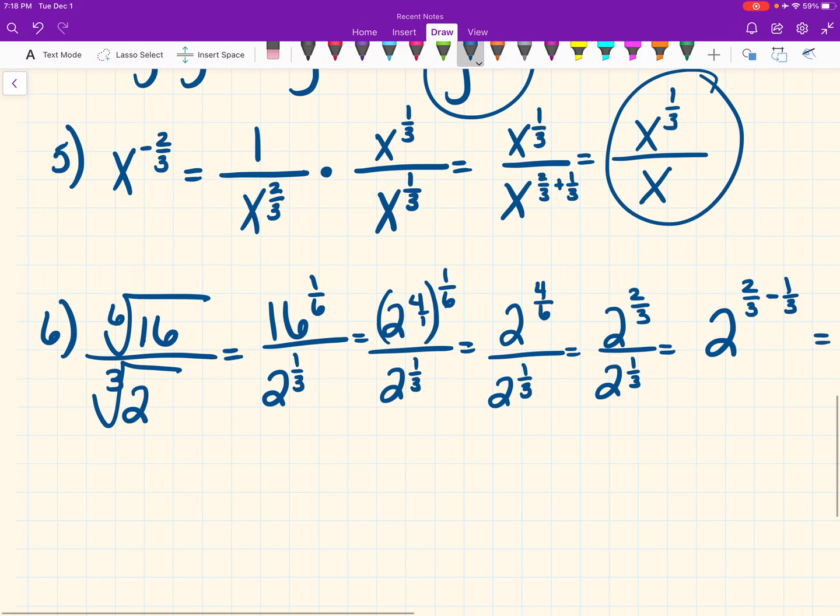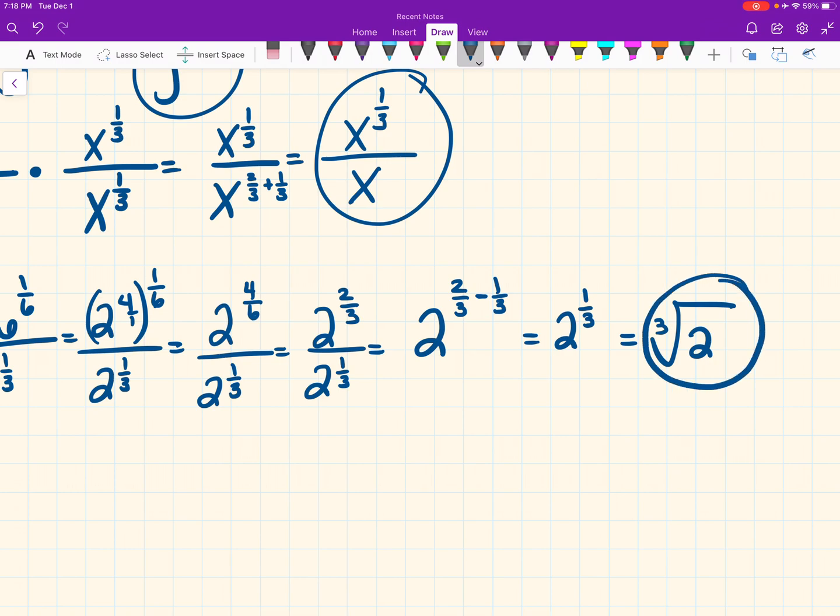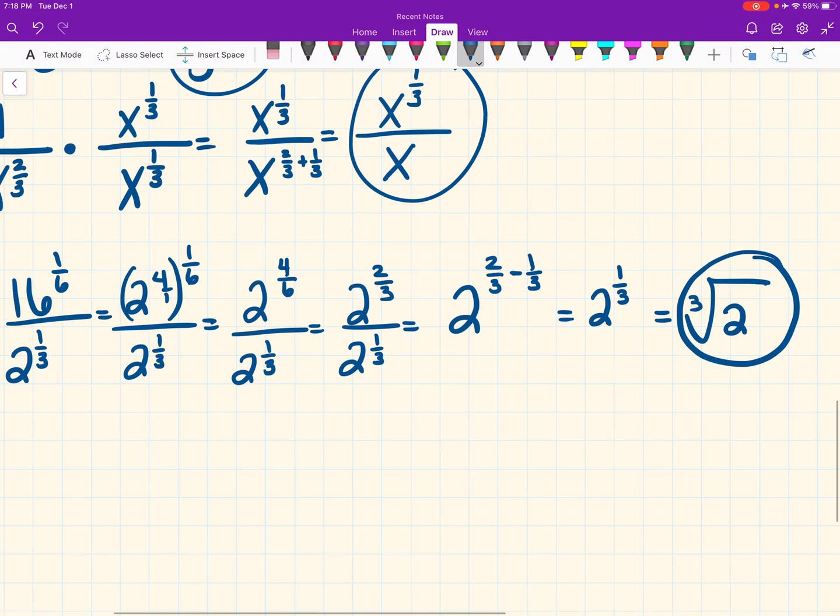Now the problem started out in radical form, so it needs to end in radical form. So we need to convert it back to a radical. Okay? So whatever we start out with, that's where we need to end.